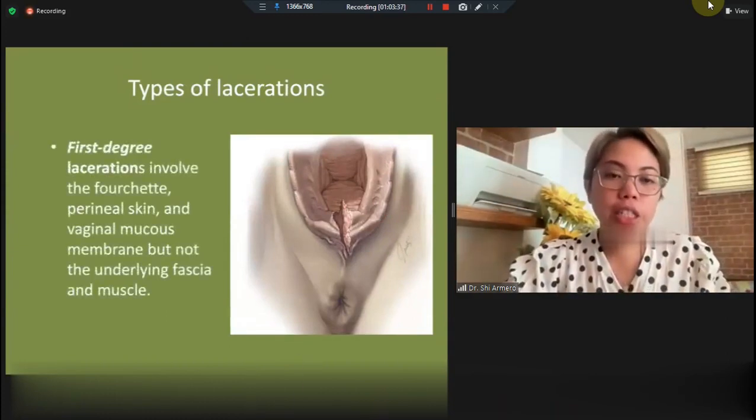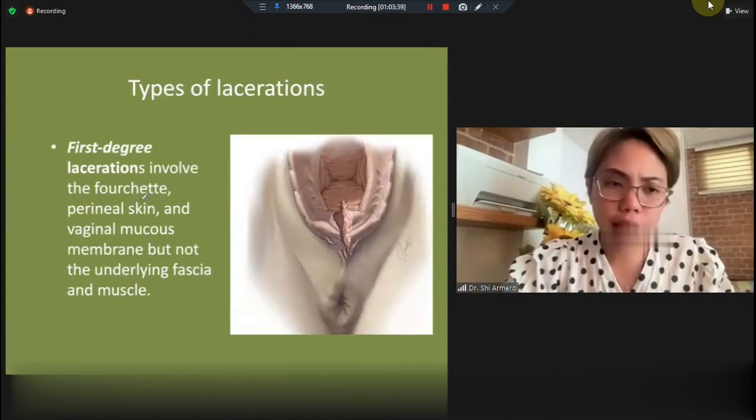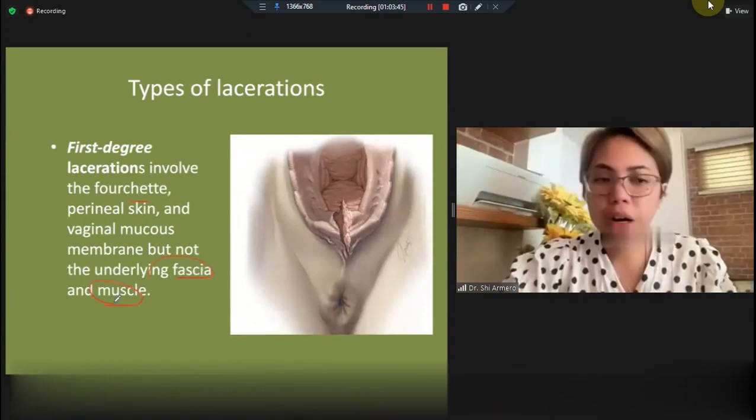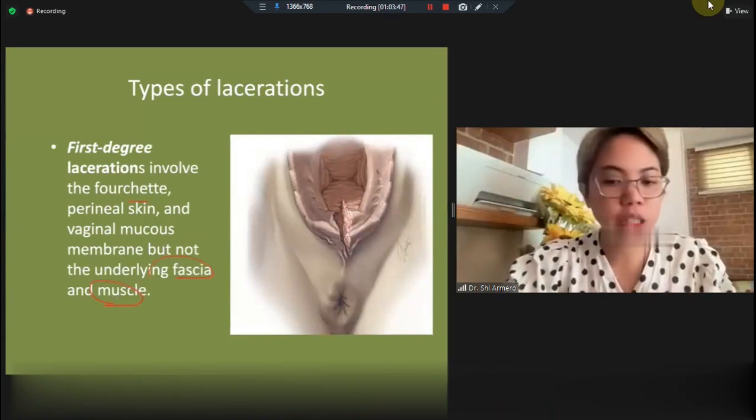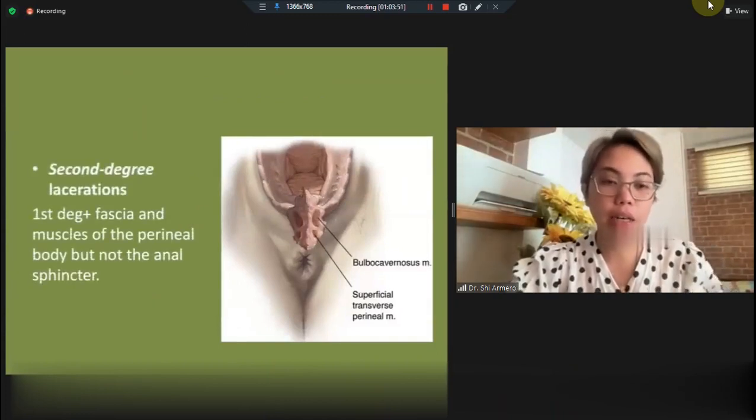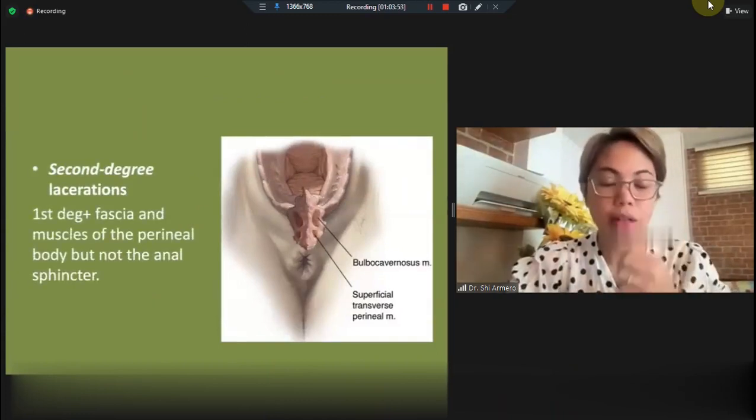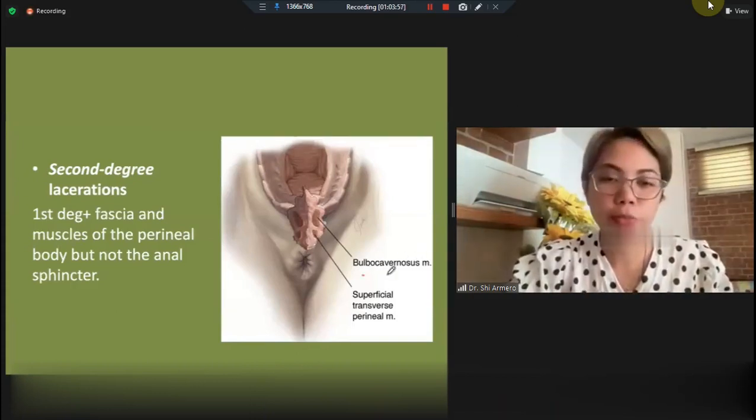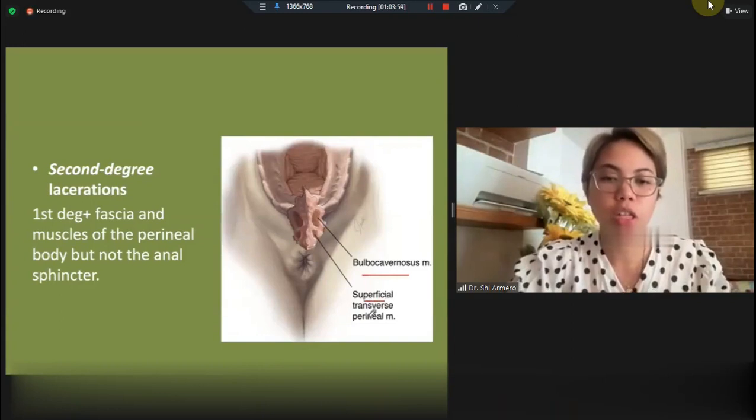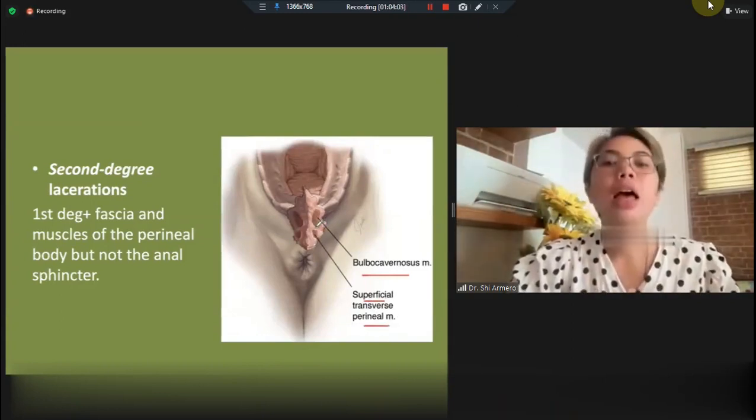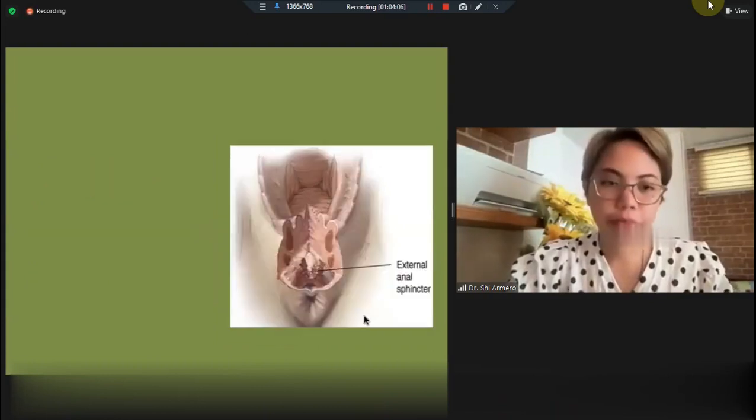Okay. First degree involves the skin and the fourchette. Just remember, it has not involved the fascia or the muscle. If there is no mention of fascia or muscle, it's first degree. If there is fascia and muscle, it's second degree. As long as the sphincter is not involved, we are still at second degree. What muscles are involved? Bulbocavernosus and superficial transverse perineal muscles. Not the perineal membrane, ha? It's the perineal muscle.